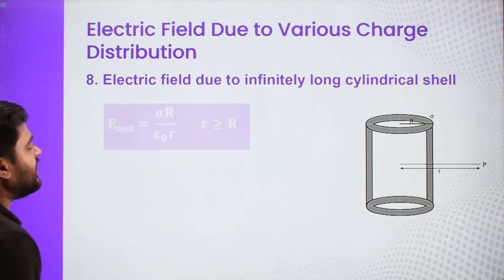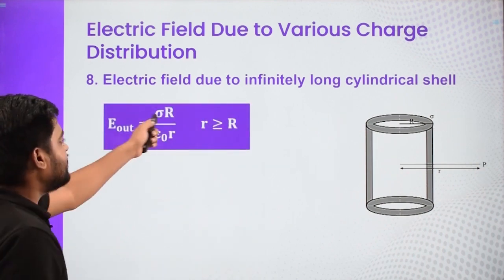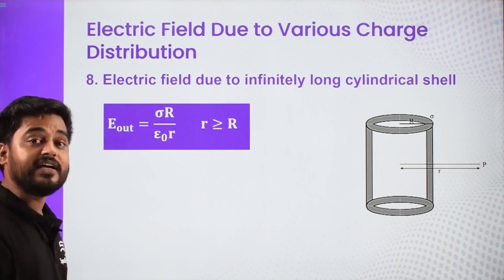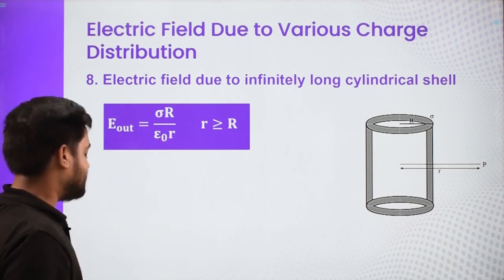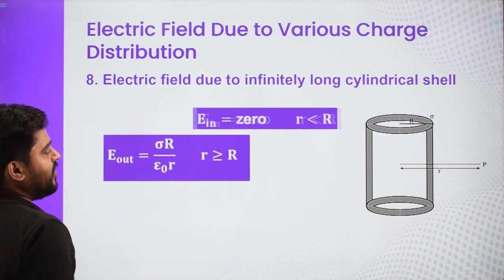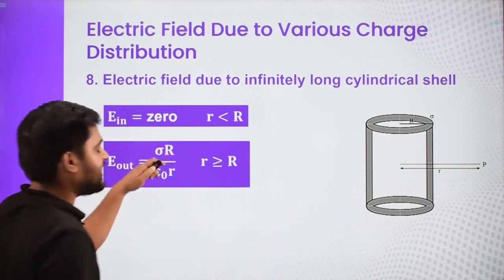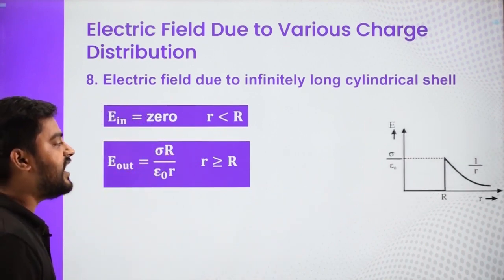So let us have a look at both the formulas. E out is sigma capital R by epsilon naught small r. Both formulas: inside it is 0, outside it is this. Let us have a look at the graph.